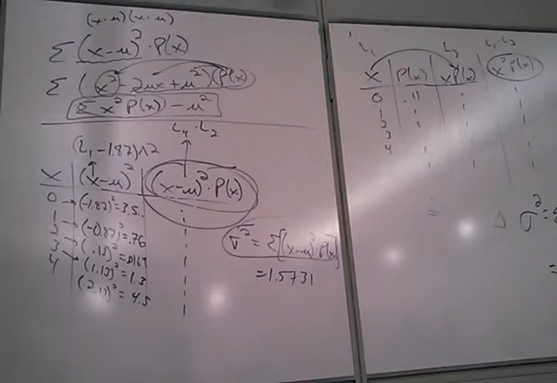So if I make L4, L1 times L3. That looks a lot nicer, right? So L4 is now L1 times L3. It has these x squared p of x's. How do I get the variance? I add those up, and I subtract the mean squared.